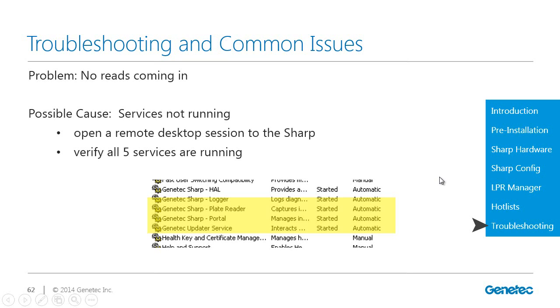Next, if you can ping your Sharp on the network and it is online, you may hit a situation where you're not getting any reads coming up. So in that case, open a remote desktop session to the Sharp, and just take a look and make sure that all of your services are running here. So we've got the 4 major ones here and the HAL as well, which is also very important. And just make sure they all have started next to them.